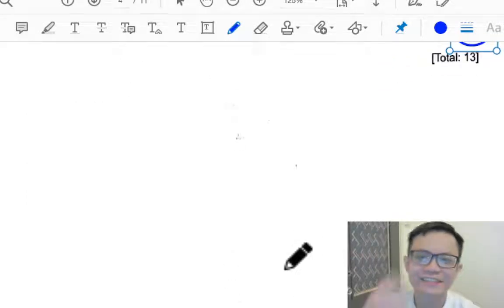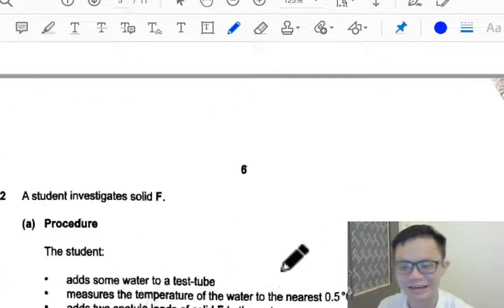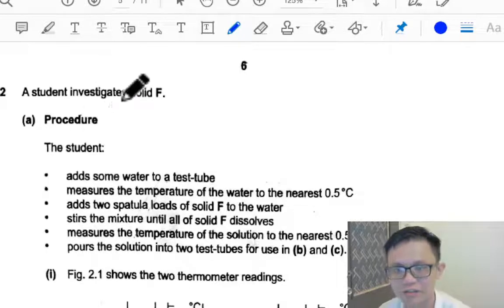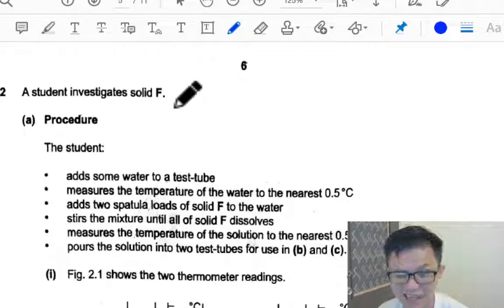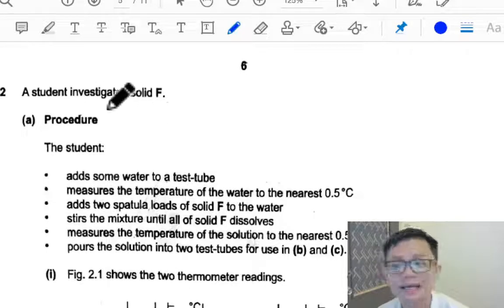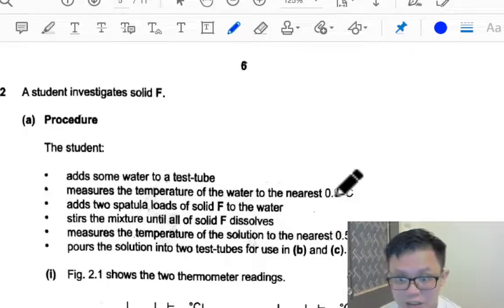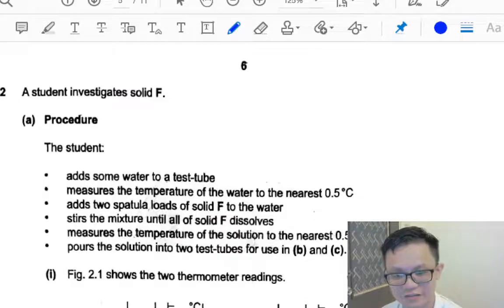Because there is nothing wrong with just writing the word. Okay, a student investigates solid P. Number 2, a student should investigate a solid P, and I don't know why it's P. Add water in the test tube, measure the temperature, add 2 spatulas of P, stir the P, measure the temperature and the solution, 0.5, pour the solution into the 2 test tubes.